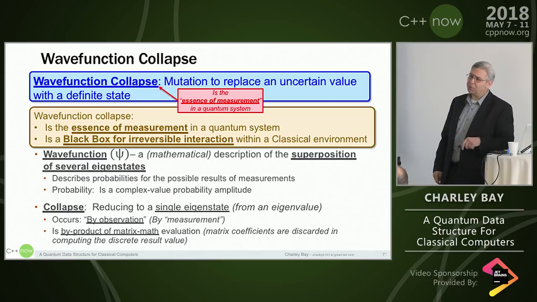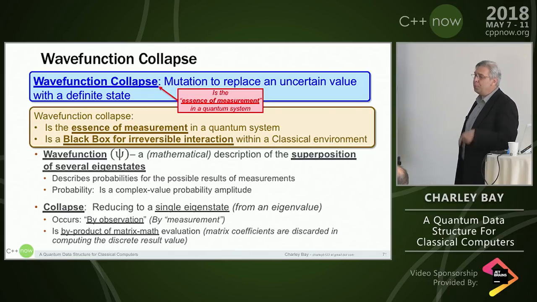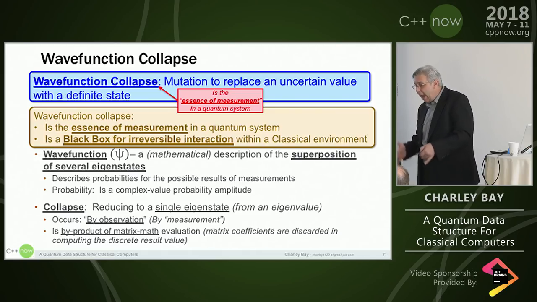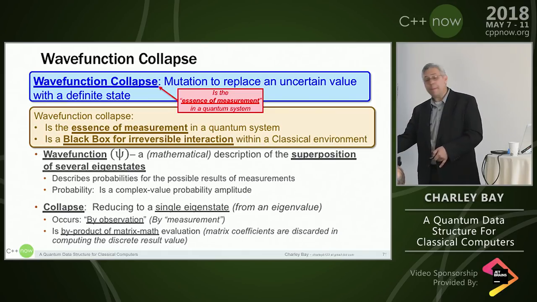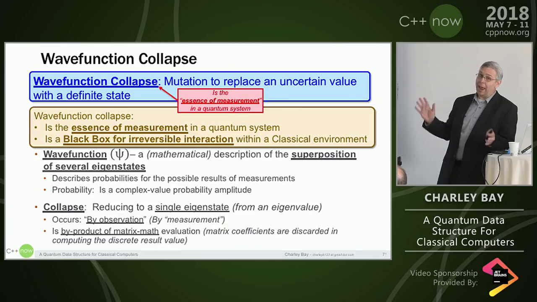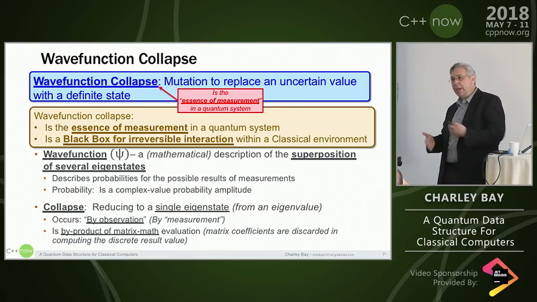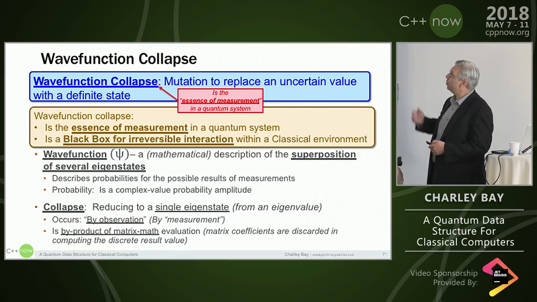So the wave function collapse. I've talked about it a few times, but it's a mutation to replace an uncertain value with a certain one. After I observe the qubit, it is true or false. It's not halfway, it can't be that. But the wave function collapse, the act of observation, the act of pinning it, the act of dropping it to an eigenstate, that's going to be the essence of measurement in our quantum system.